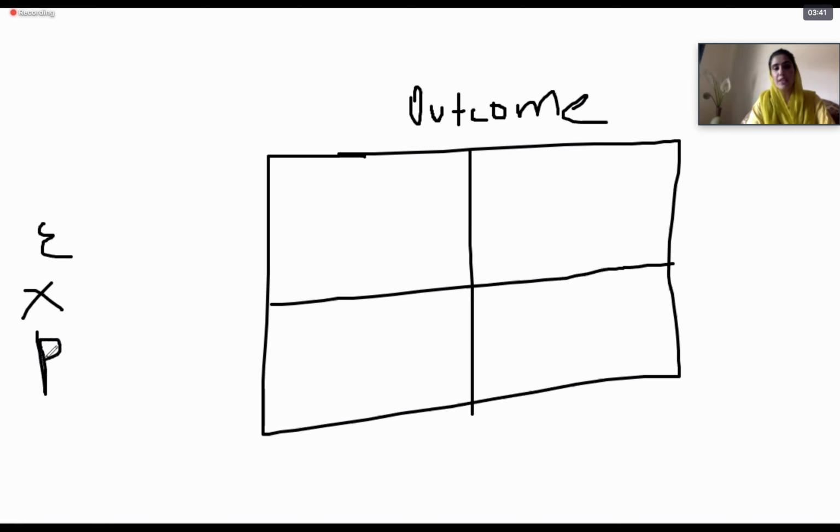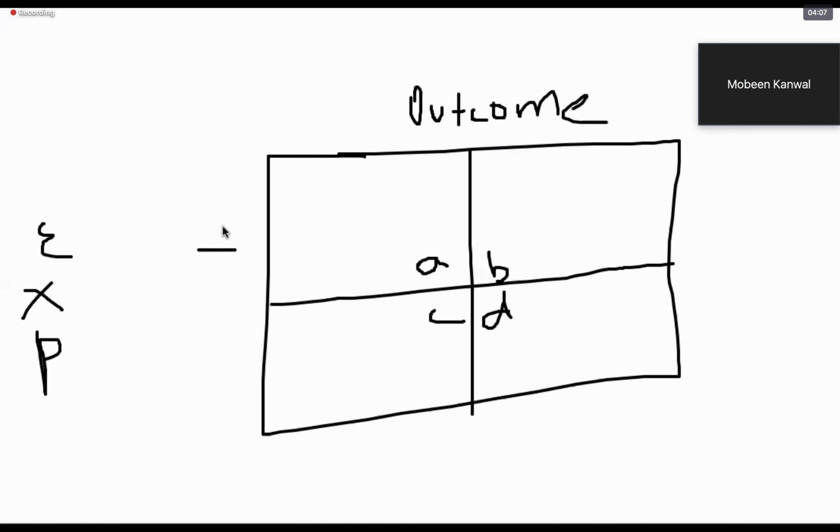Then, whenever we cut these rows and columns with each other in a 2 by 2 table, we are left with four cells. These four compartments are known as cells. Now, we said that A are all those individuals who are exposed and they have the disease also, they develop the disease also. Then we said that B are all those individuals who are exposed but they did not develop the disease.